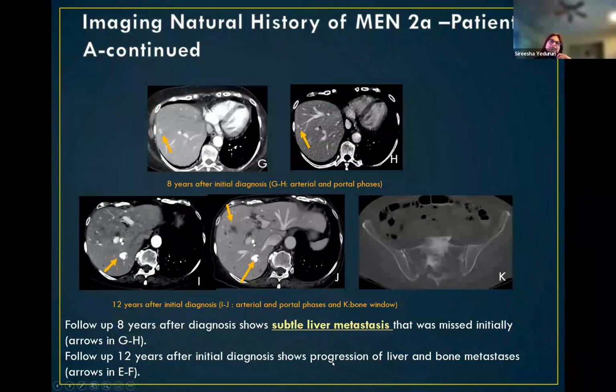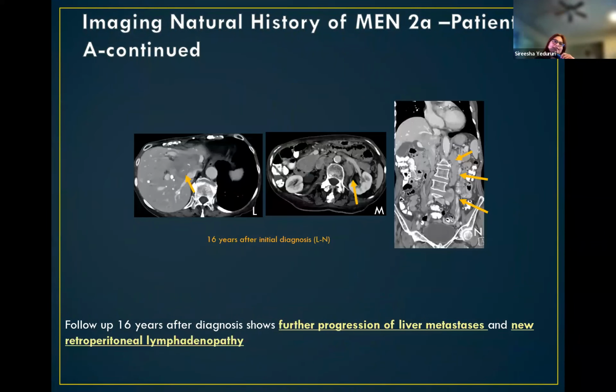I think that was missed initially, and then after around 12 years, we have multiple liver lesions which have progressed, and the bone metastasis has also progressed. So with the 12-year follow-up, you can see how slowly things spread. And then at 16 years, this liver metastasis has become further larger, and now the patient started developing nodes, retroperitoneal nodes.